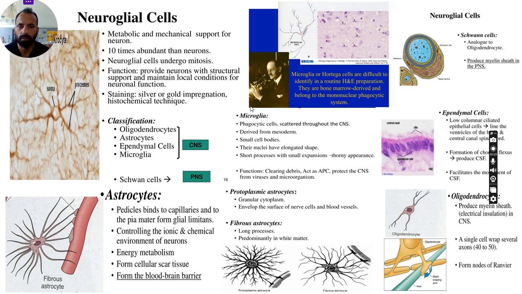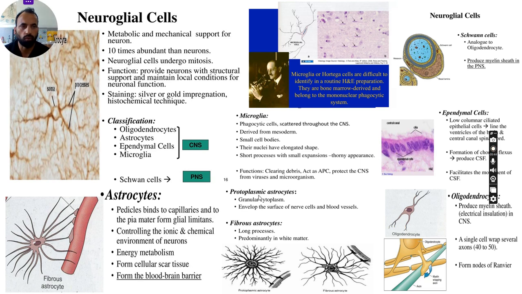Then one more type of cell is the microglia cell, which has a phagocytic nature, and basically the microglia is also known as the Hortega cell. That is the name of the scientist who discovered it, and they are basically derived from the mesoderm.